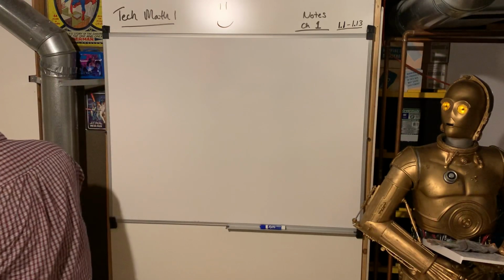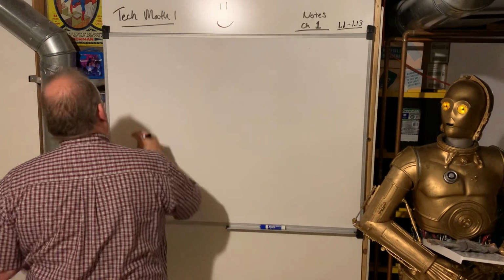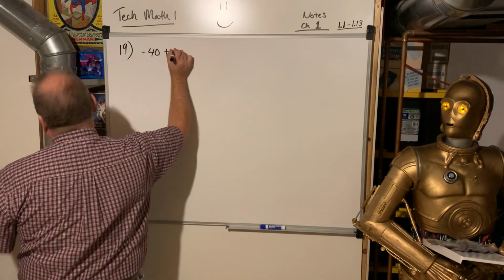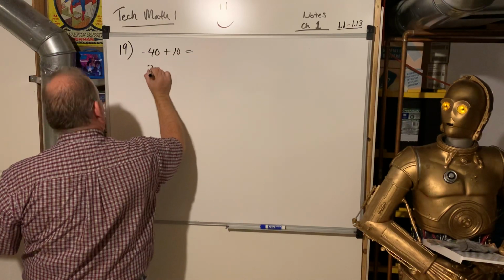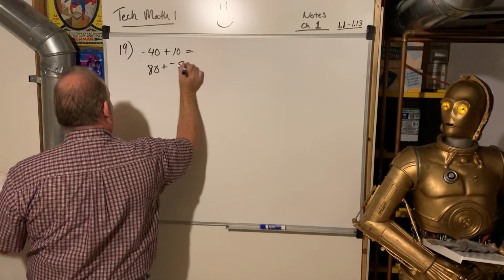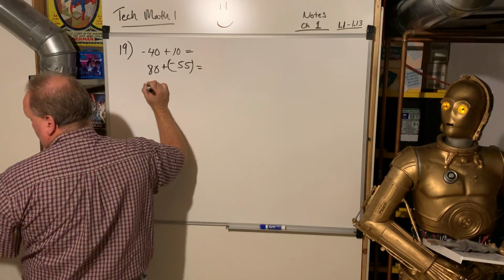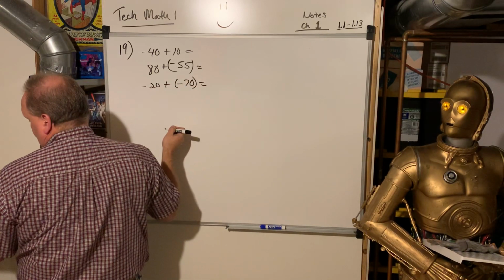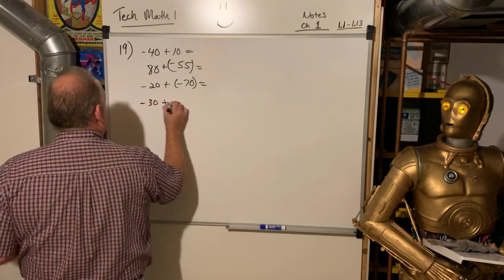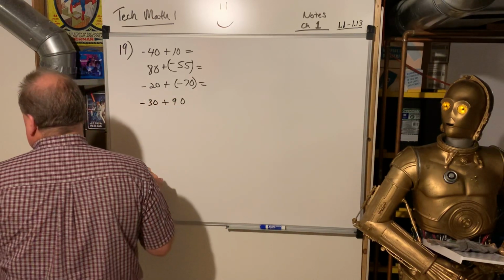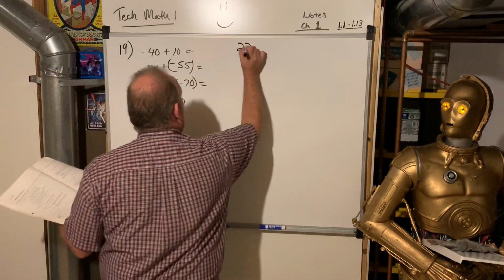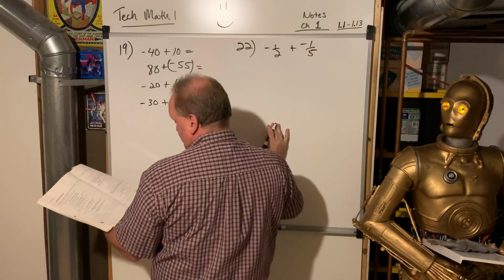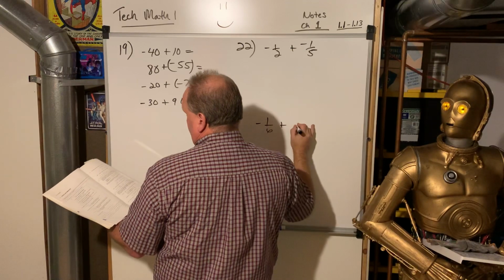So 1.3, we're looking at number 19. And so that is negative 40 plus 10, and 80 plus negative 55, and negative 20 plus negative 70, and negative 30 plus 90. And then I also wanted to look at 22. That is negative 1/2 plus negative 1/5. We'll leave some room. And negative 1/6 plus 1/10.